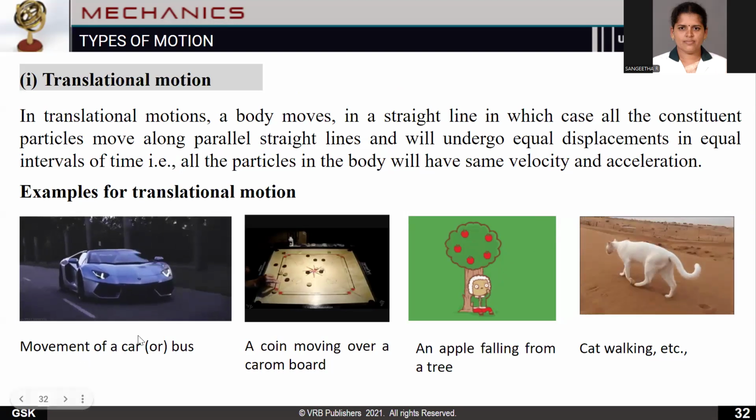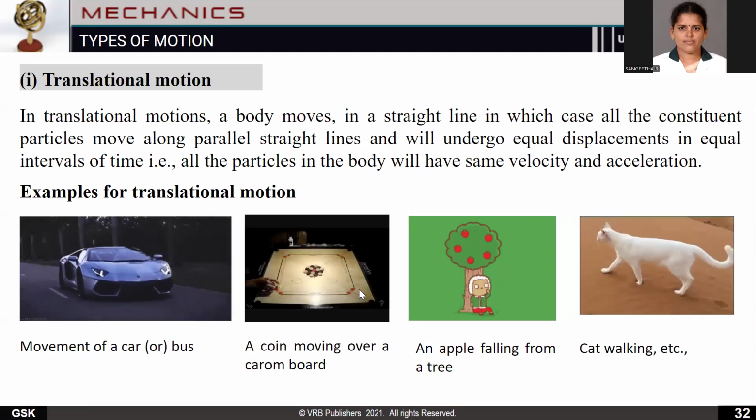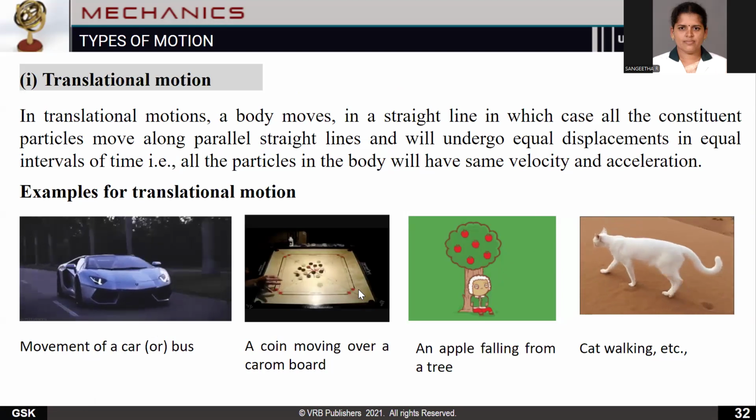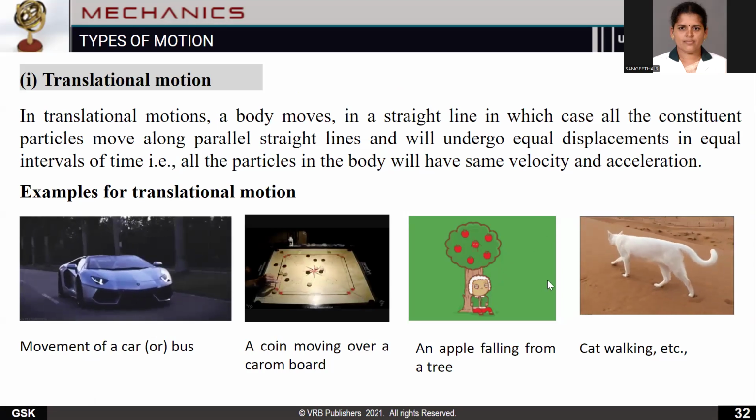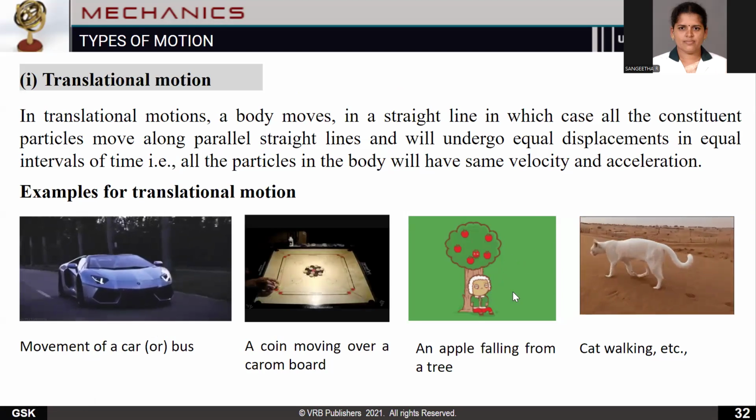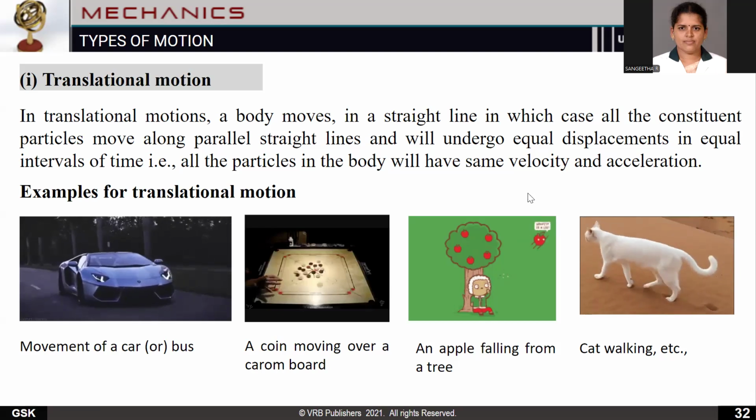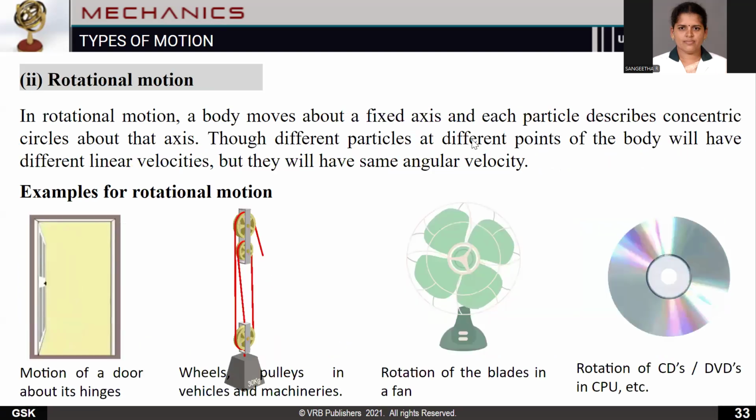The coins on a carom board also move with the same velocity and acceleration. An apple falling from a tree and a cat walking are all examples of translational motion.